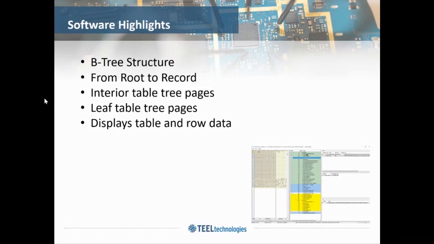It'll show you the difference between the interior table tree pages and the leaf table tree pages, so that it'll show you again that B-tree structure with the user data being found on that leaf table tree page or pages. And it also will give you a visual representation of the SQLite tables with its columns and rows of data.